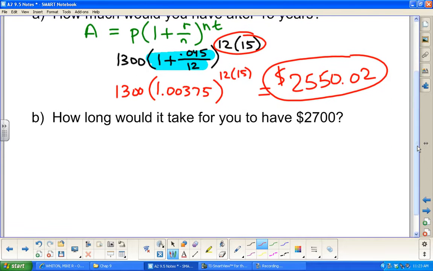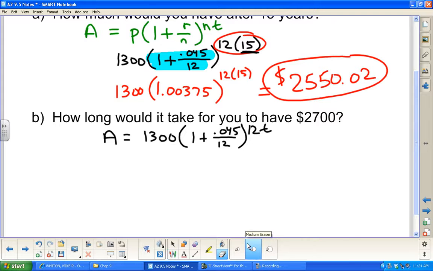So part B. How long would it take to have $2,700? So let's go back to the beginning. We have the 1300. You're putting that in an account. You want to know how long it's going to take until that reaches 2,700. So again, if you think about the equation, let's just rewrite it here. A equals 1300 times 1 plus 0.045 over 12. Now here we know n, but we don't know t. I don't know that it's 15 years. That's where the variable is. And the $2,700 is the ending amount.